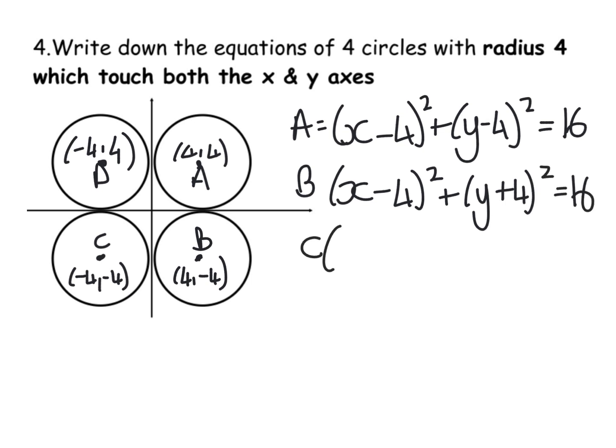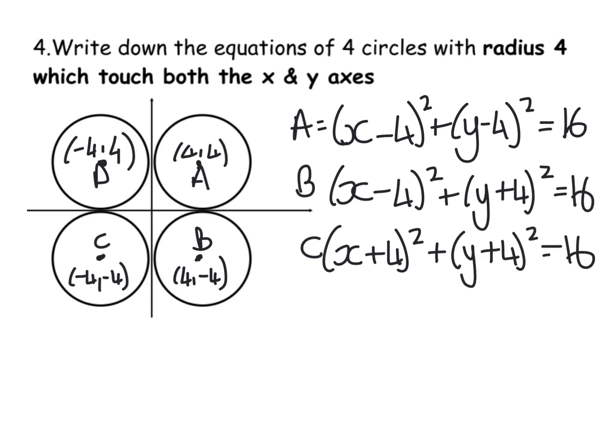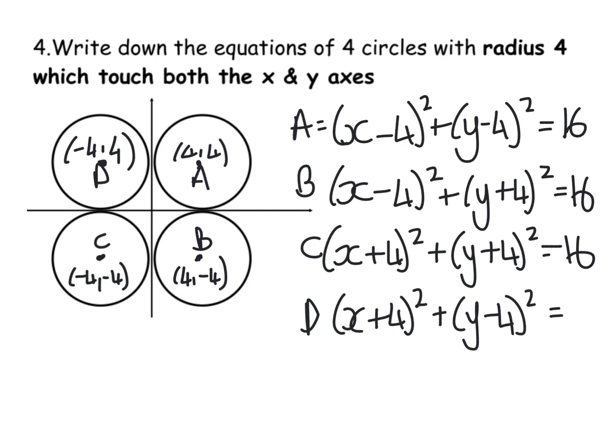The third one in the bottom left has now gone in the negative direction, so x plus 4 all squared. It has also gone down, so y plus 4 all squared. Radius of 4, so equals 16. And my last one, D, would be x minus 4 turns to plus 4, and then we have y minus 4 equals 16. So hopefully that picture made it a wee bit more obvious. A lot of the circle stuff becomes easier if you can try and illustrate what's going on.